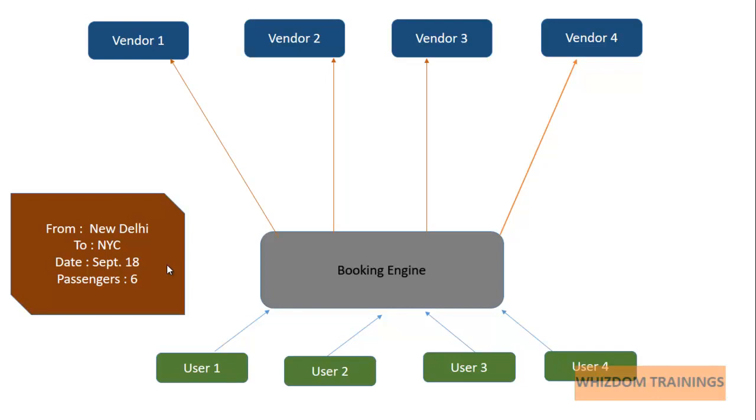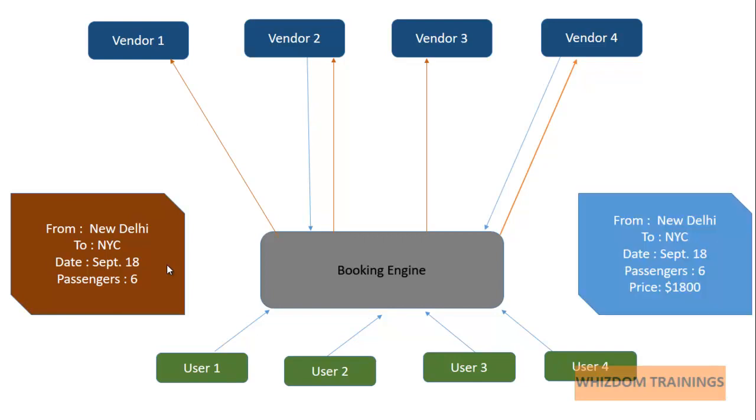This booking engine sends this information to the different vendors and fetches the information that the user wants. What the user wants is the flights with their price. Suppose vendor 2 has the availability and vendor 4 has the availability. They will send back some information to the booking engine. The information that went from the booking engine side to the vendors is known as your request. This is what you have requested. The information that came back against that is your response provided by the vendor, which you can see right here.